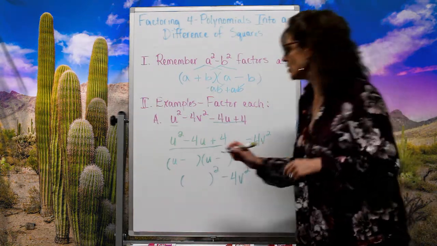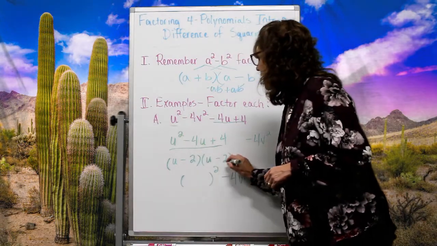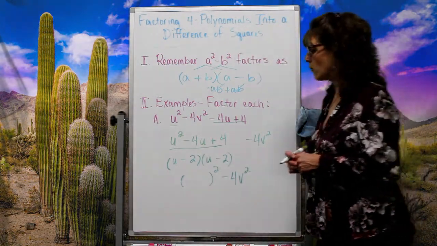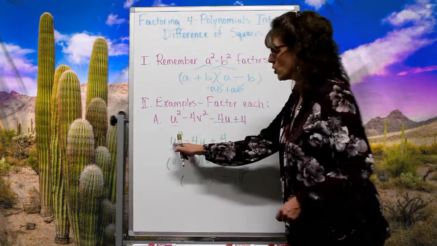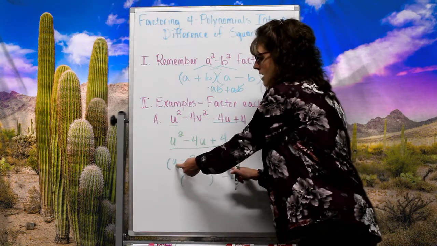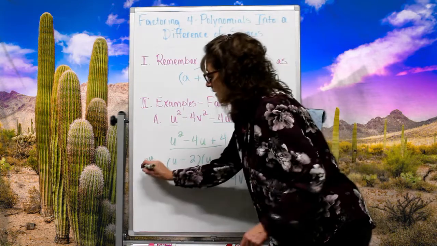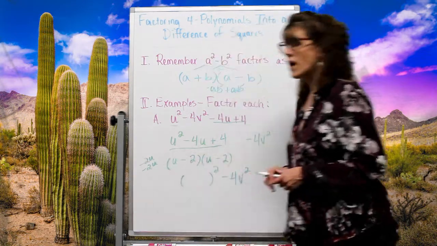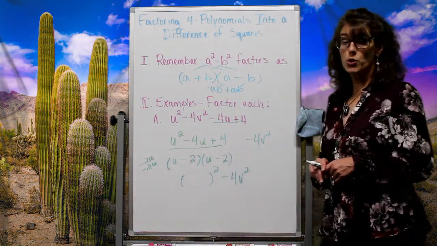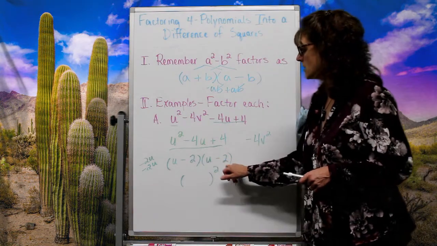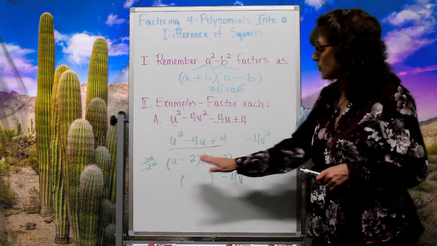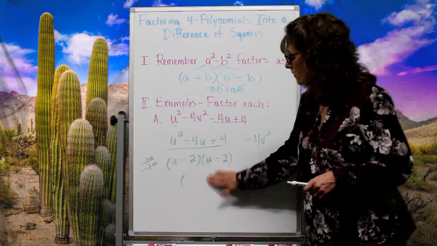If I could do a 2 and a 2, probably that's what's going to be. And notice that when I do factor it that way, u times u is u squared right there. On the outside I get a negative 2u, and on the inside I get another negative 2u. Those two, in fact, do combine to be that minus 4u squared, and in the back, a negative 2 times a negative 2 is a positive 4. So this is, in fact, the correct way to factor that.